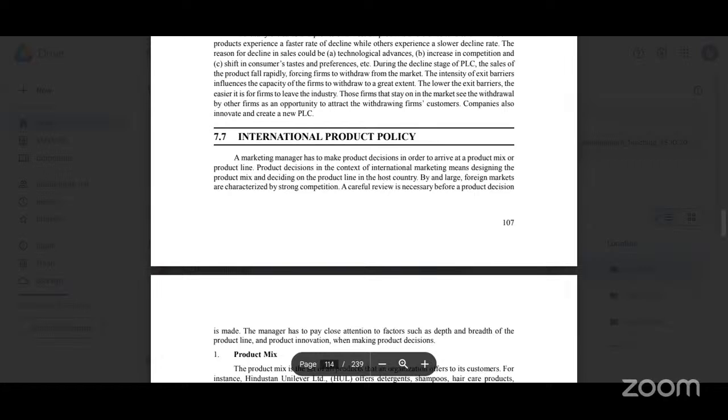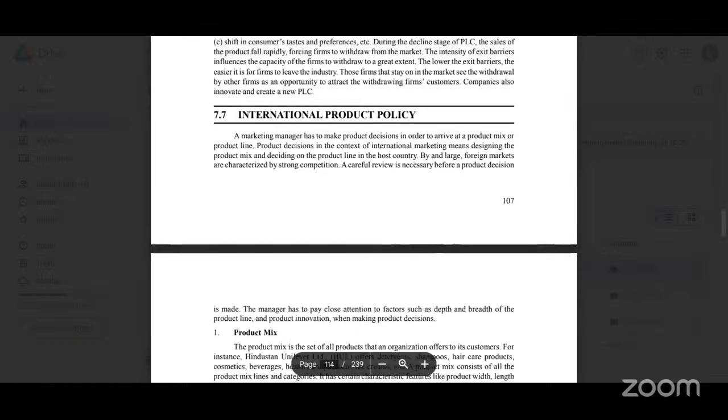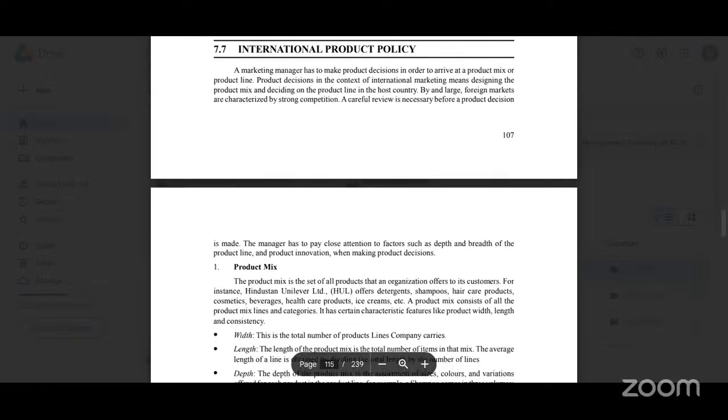And then we'll also look at international product policy. So what does this mean? A marketing manager has to make product decisions in order to arrive at a product mix or product line. What are the different products I'm offering, and what is the product line for each product? What are the variations? What are the varieties that I'm offering of a particular product? We'll talk about this in a bit.